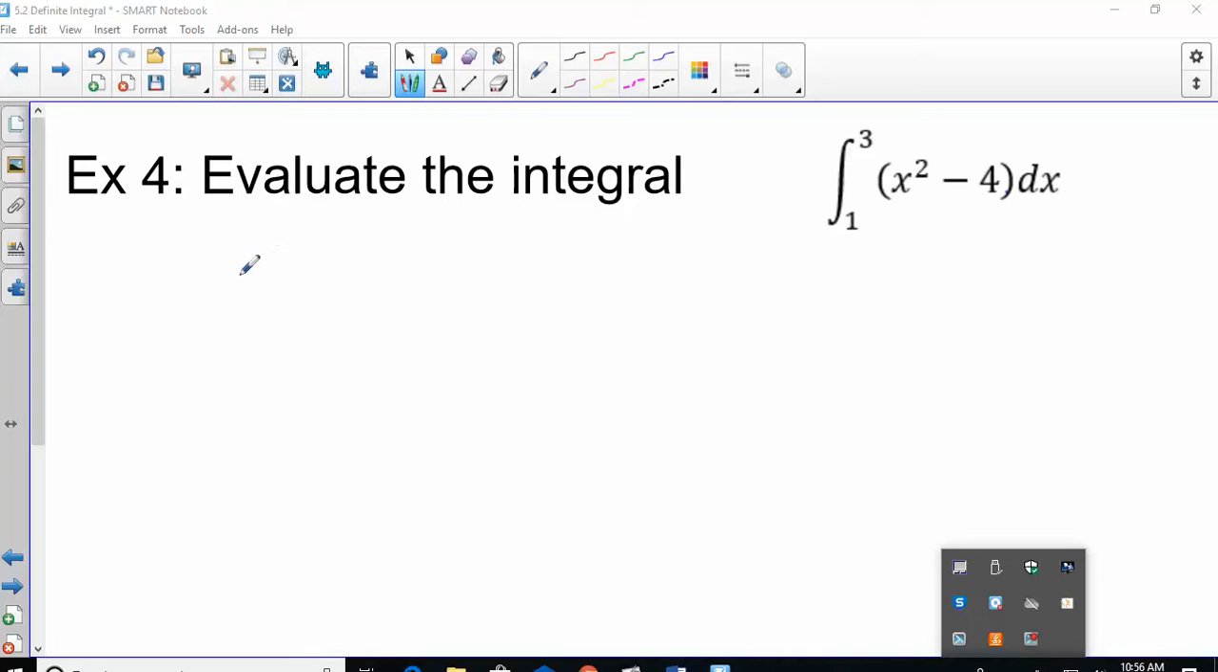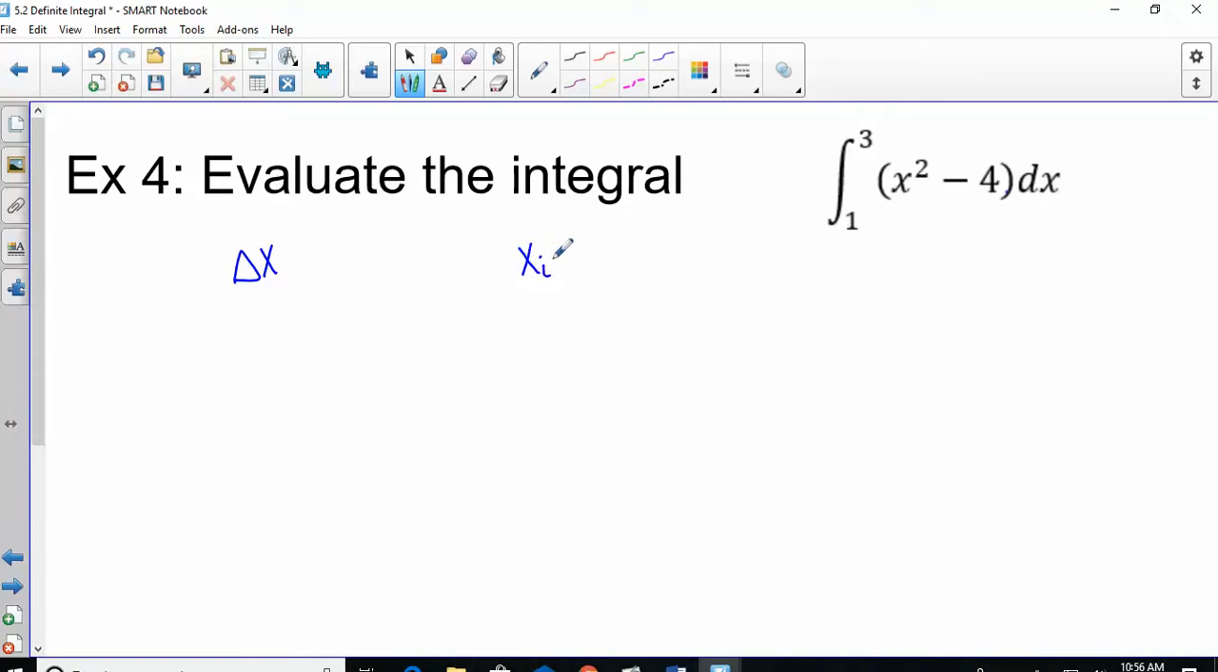Okay, so my first step, I like to find my change in x and my x sub i, and that helps me a lot. So your change in x is just your ending minus your starting over n. So that would be 2 over n. Your x sub i is your starting point, so 1 plus your change in x times i, because you have to add that change in x every time.